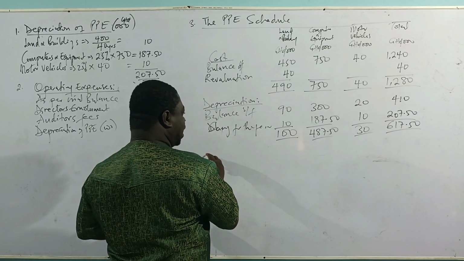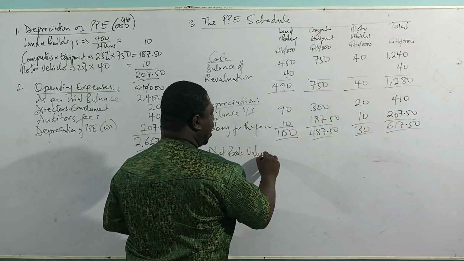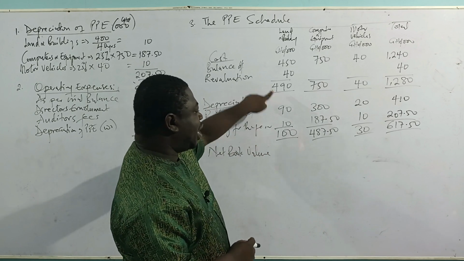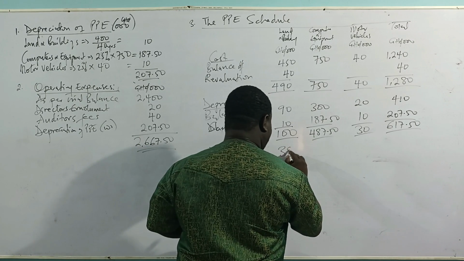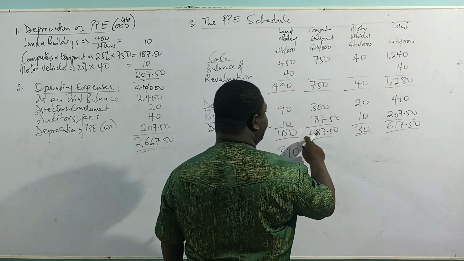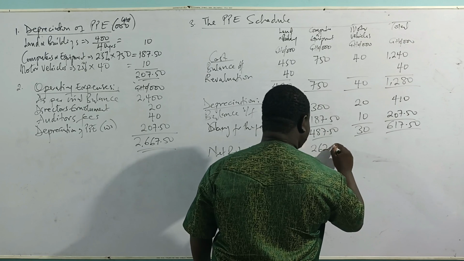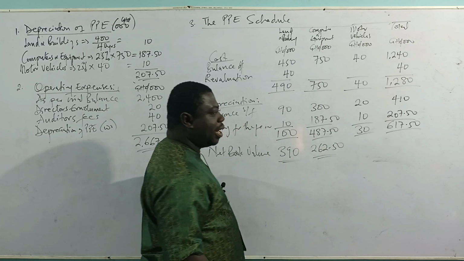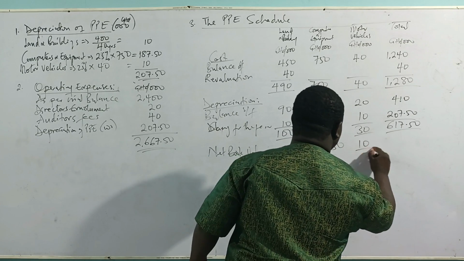So we come to the net book value or the carrying amount of the asset, which we are actually looking for. And the net book value is cost minus accumulated depreciation. So 490 minus 100 gives us 390 here with a double underline because we are done with that. 750 minus 487.5 gives us 262.5. We do a double underline because we are done with that. 40 minus 30 gives us 10 as the net book value.